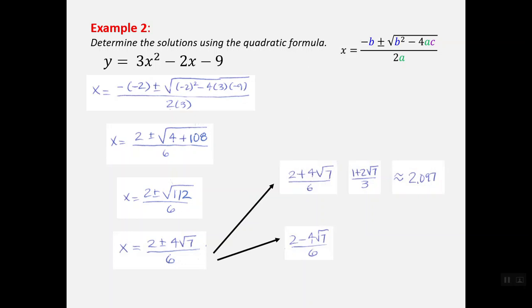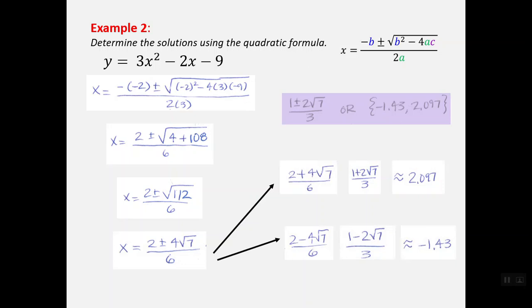Now the other version, I'm going to do the same simplifying, dividing everything by 2, and then that's my simplified radical form. I could put that in the calculator and I'd get somewhere around -1.43. So clearly not crossing at integer values. So my answer is going to be 1 plus 2 square root of 7 over 3 and 1 minus 2 square root of 7 over 3. And I can either write them as two separate values, or I can write them with the plus or minus. Or I could write them as an approximate value in the solution set -1.43, comma 2.097.